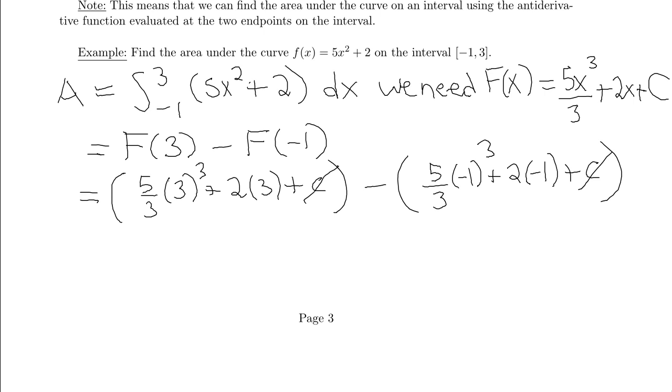So if we work this out, assuming I didn't make a mistake, I have 51 minus -11/3. And so I end up with 164/3.